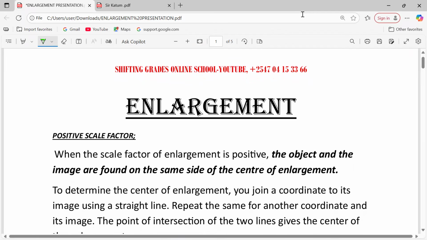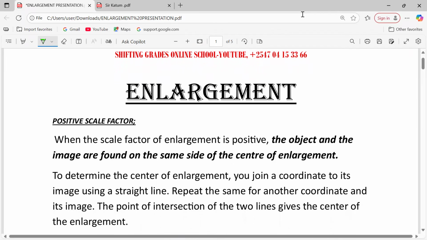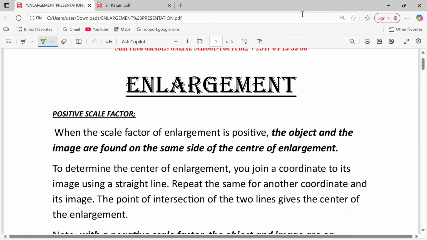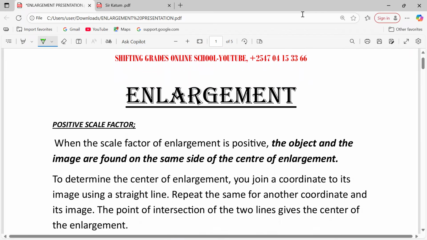So we're going to discuss enlargement. This is one of the transformations discussed in Form 2 mathematics. And this one is also emphasized in grade 9 mathematics. So we're going to cover this in preparation for KCSE.